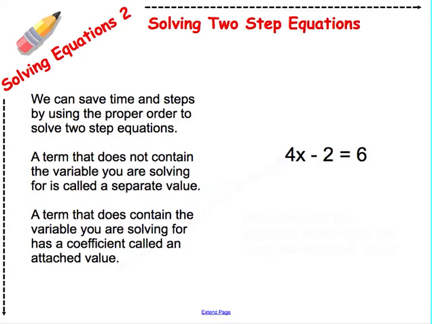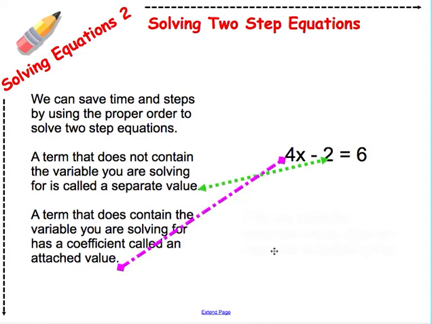We can save time and steps by using the proper order to solve two-step equations. Here I have a two-step equation. It's going to take more than just one operation to undo around the variable. We've got different names for these terms though. The term that contains 4x and the constant have different names that we'll call them by. A term that does not contain the variable you're looking for, in our case our constant, is called a separate value. That's our minus 2. A term that does contain the variable you're solving for has a coefficient. The coefficient here, 4, is called an attached value.